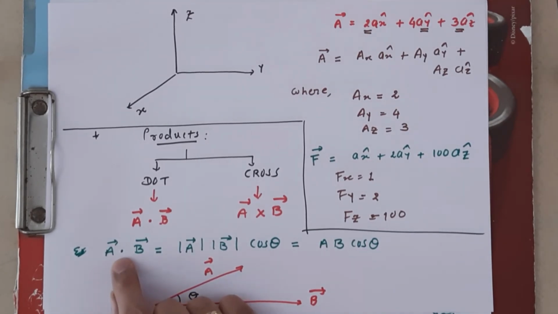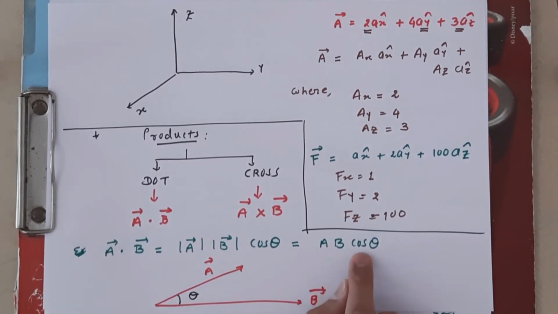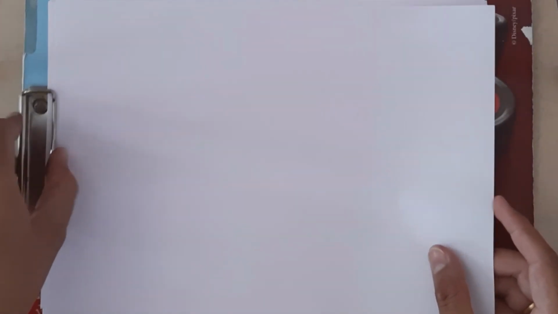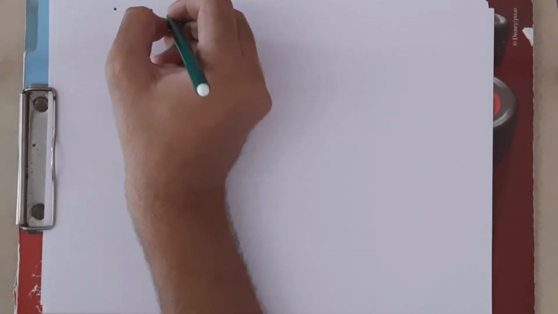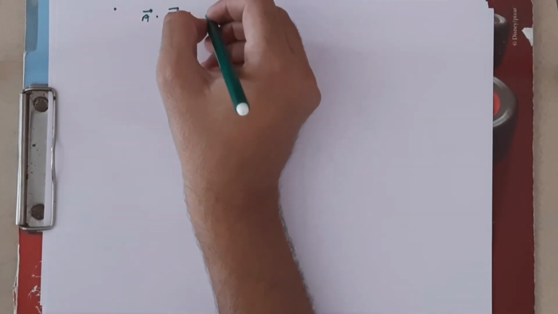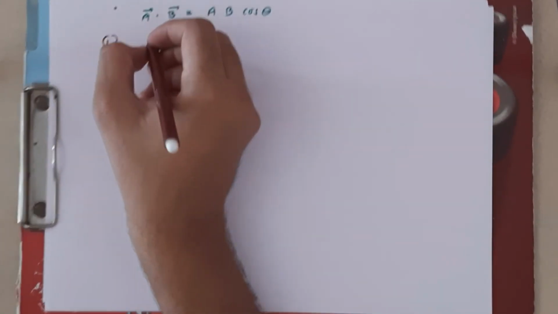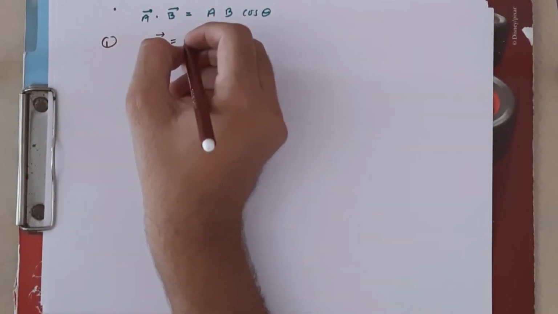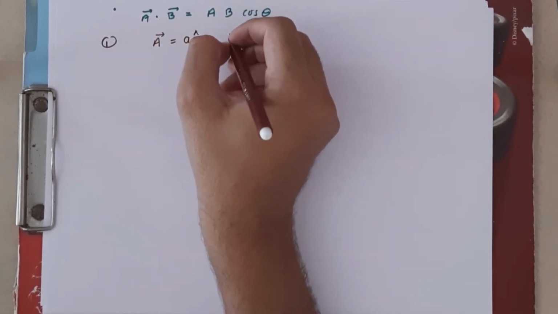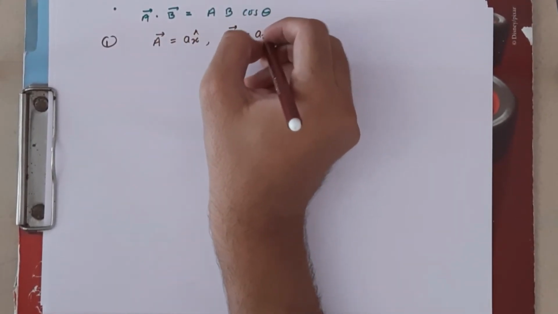So the dot product between two vectors is AB cos theta. Now I'll pick up some small examples. Again, the dot product between two vectors, vector A dot vector B, is equal to the magnitude of A, magnitude of B, into cos theta. Theta is nothing but the angle between the two vectors. Now, to take the first example, suppose vector A is equal to AX and vector B is also AX.